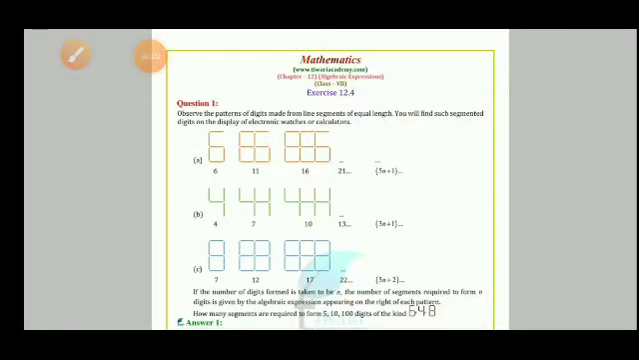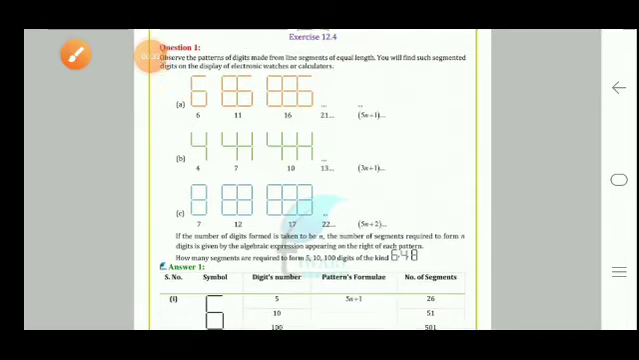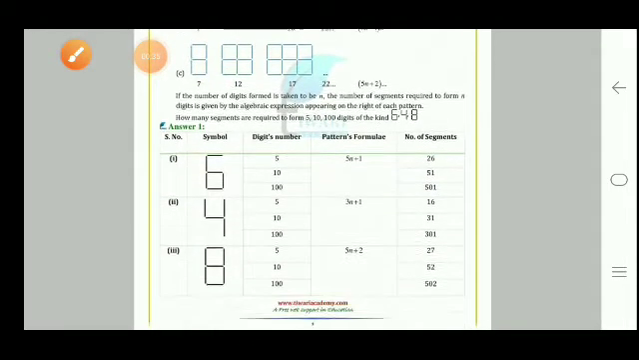Looking at the first question: observe the pattern of the digits made from line segments of equal length, such as the digits on the display of electronic watches or calculators. So it is given like 6, 11, 16, 21 and so on, 3n plus 1, then 7, 12, 17, 22, 5n plus 2.